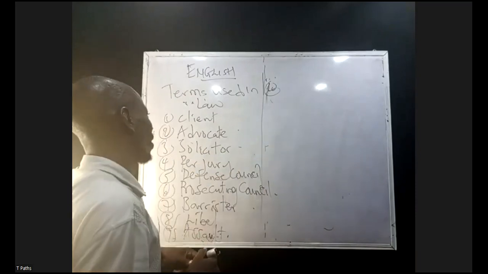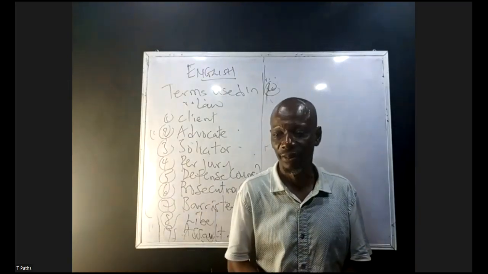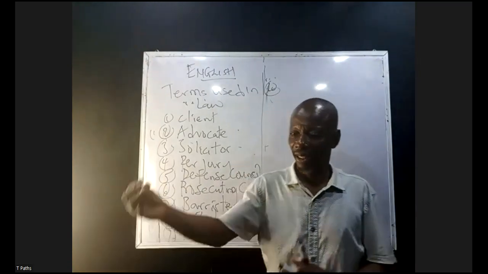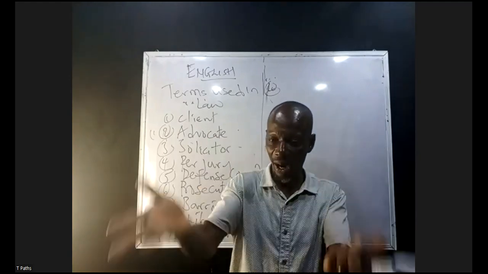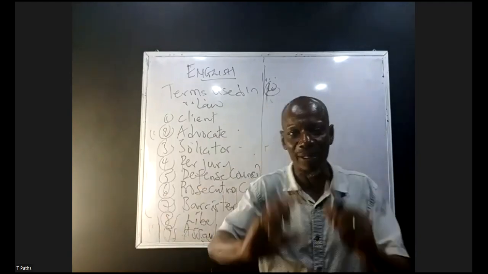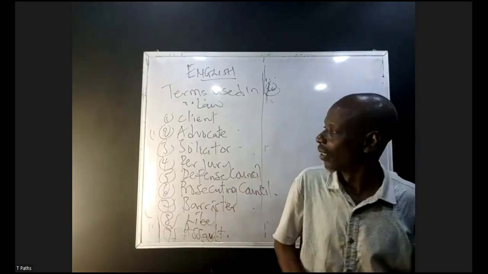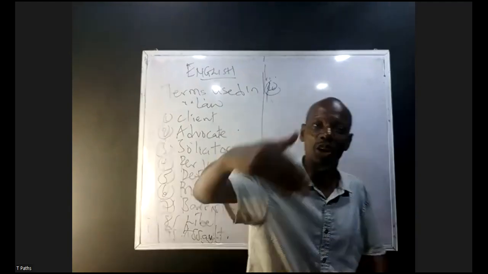Let me just explain. When we talk about client, we all know that a client is a person that seeks the advice of a professional. If you're a lawyer, someone that seeks your professional advice is called what? Your client. And it's your primary duty to defend that person in the court of law. Now we have advocate, the lawyer that represents his client in a court of law.